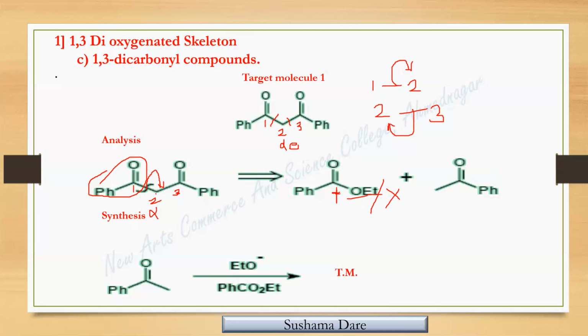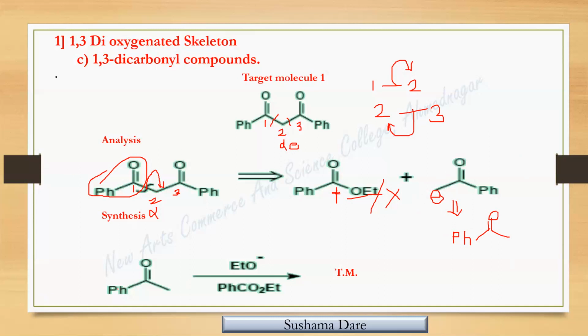Now the remaining part is where carbon 2 carries the negative charge. So this is the other synthon, with a negative charge. What is the synthetic equivalent for this synthon? The synthetic equivalent is simply acetophenone, PhCOCH3.